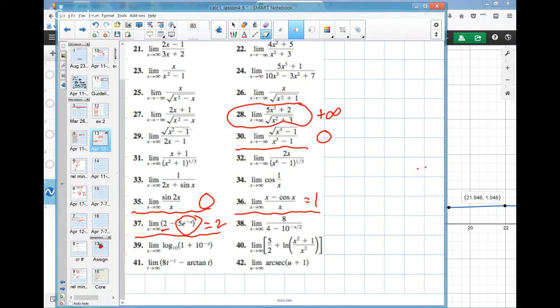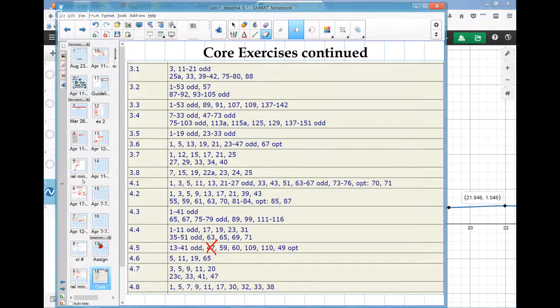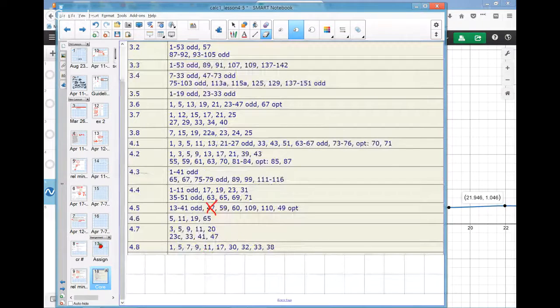So hopefully that's enough for you guys to get going here. Now I do want to show you a variation on the assignment too. Look down here at 4.5. I have crossed out one problem from the core exercises. 49 is still optional over here on the right, but skip number 47 from the core exercises. Otherwise, the core exercises are your assignment except for that one problem.